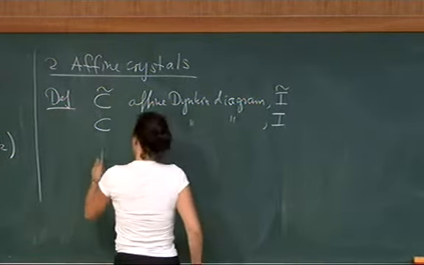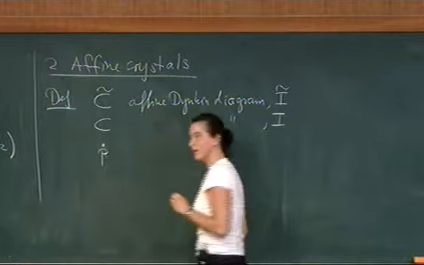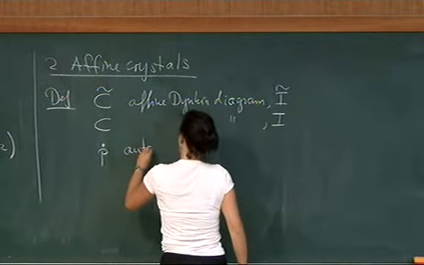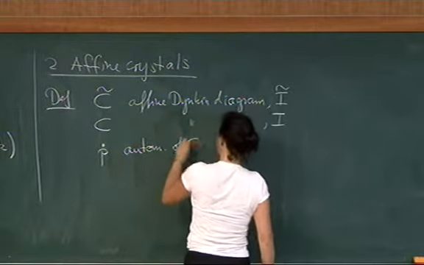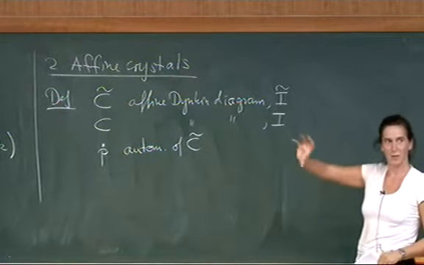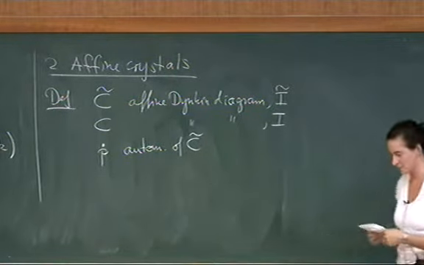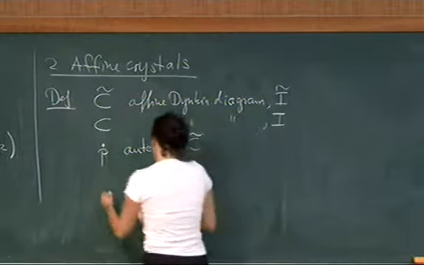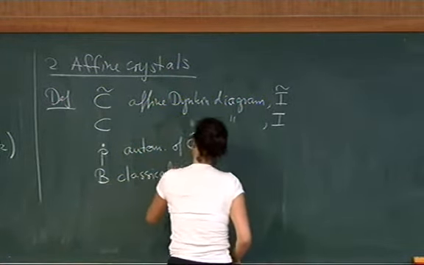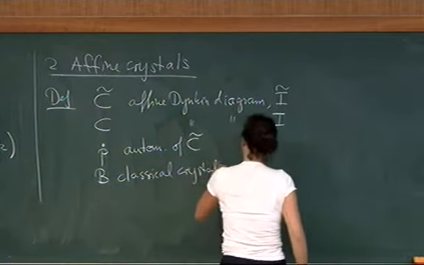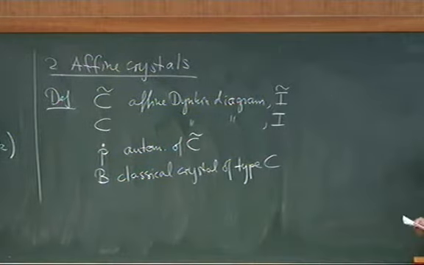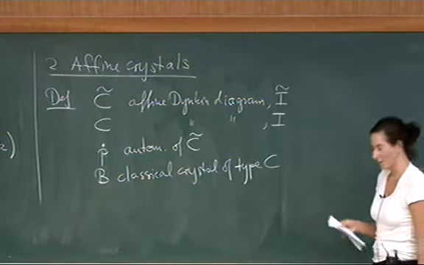And so let me call P dot an automorphism of C tilde. In our case, when we talk about the E6, I really mean this order 3 linking diagram automorphism. And let's suppose that B is a classical crystal of type C. Okay, that's basically the setup that we have.